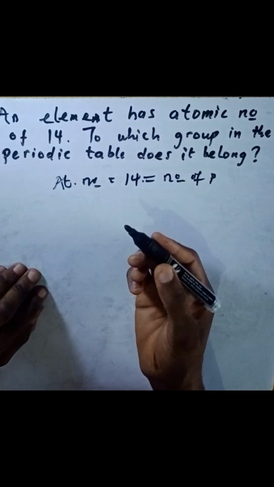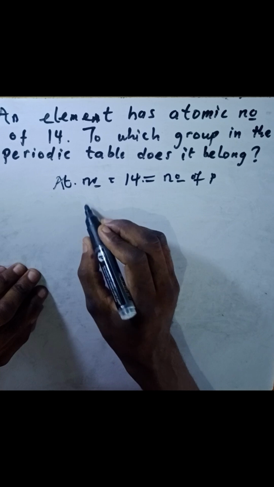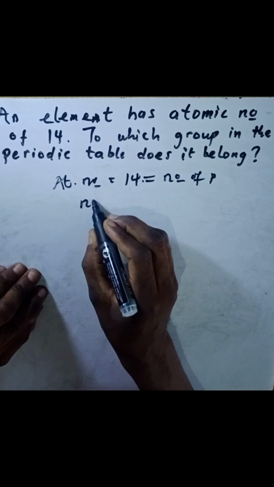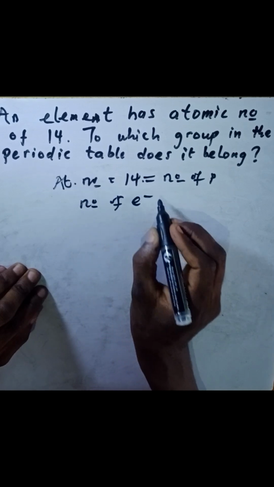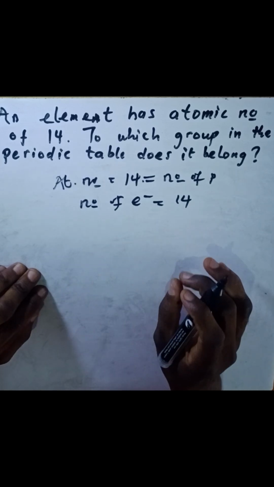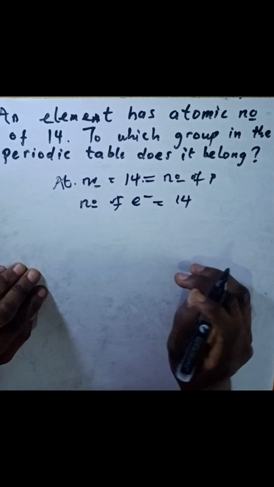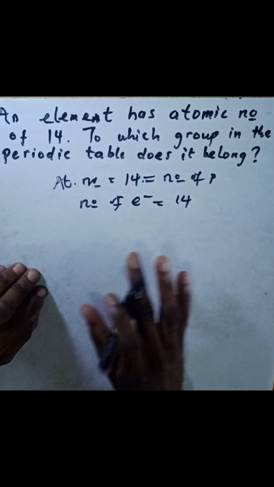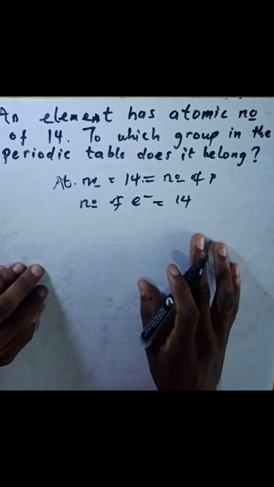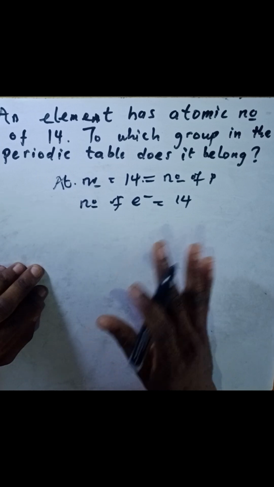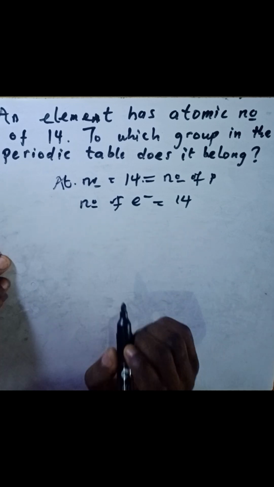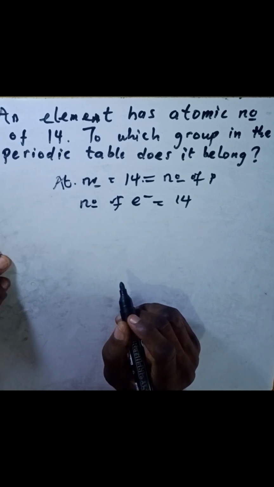Don't forget this element is already a neutral element. In a neutral element, your number of protons will be equal to the number of electrons, which is also equal to 14. I will now take these electrons and fill them into the sub levels of this particular element. In doing that, I will have the electronic configuration, the sub level configuration of this element, and I'll be able to easily deduce the group in which this element is. Now let's start filling these electrons into the sub levels.